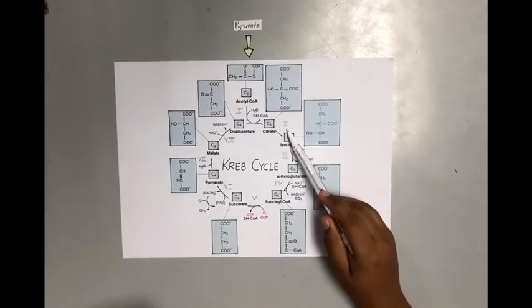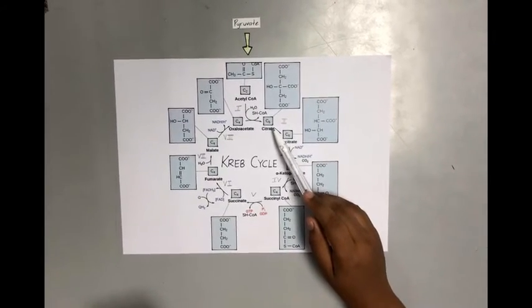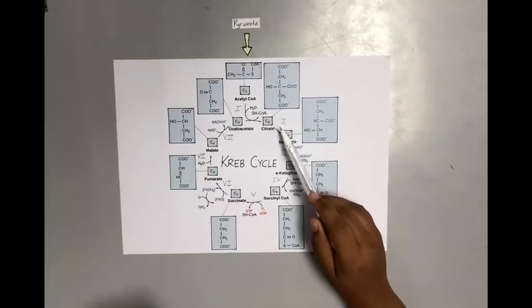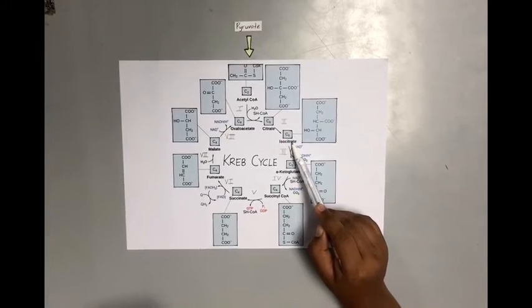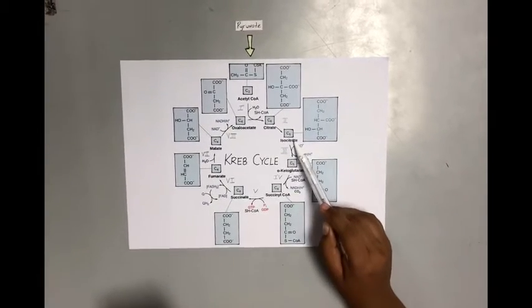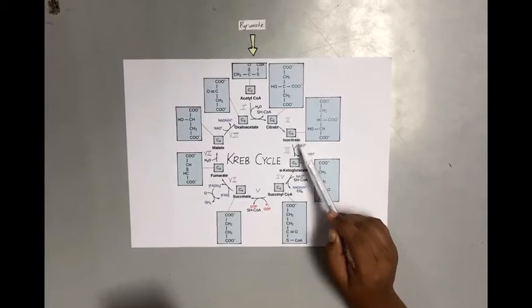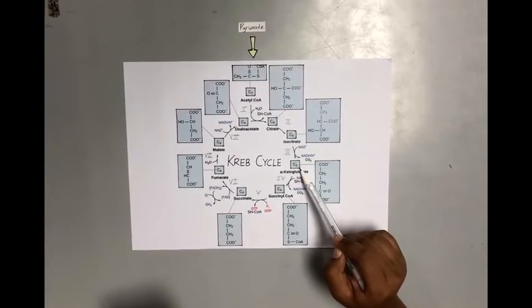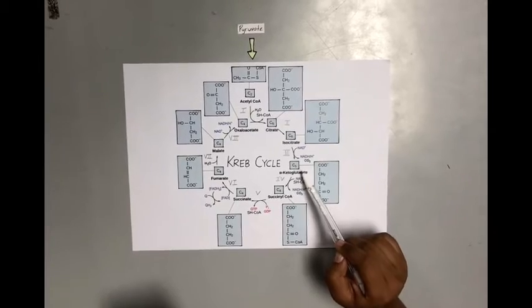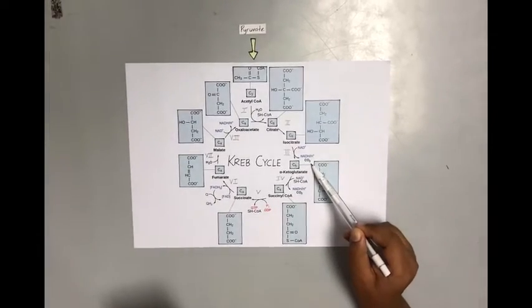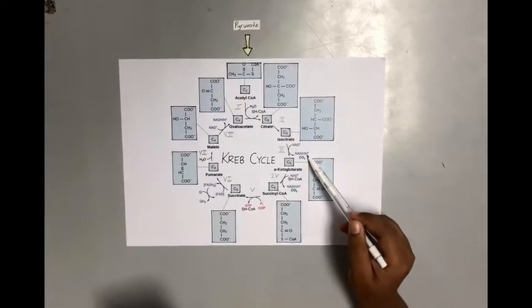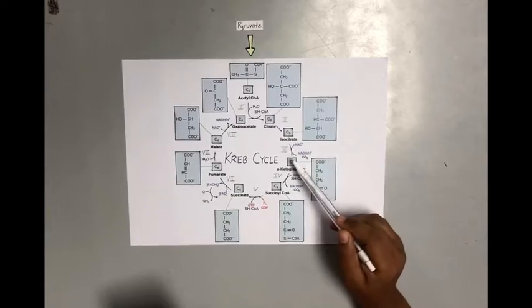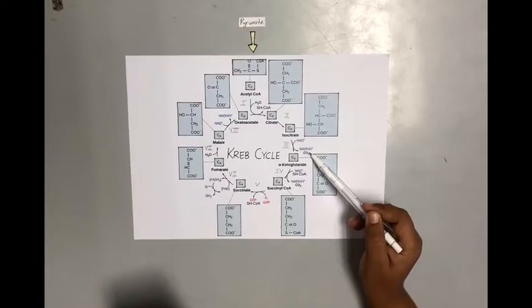In the second step, the citrate loses one water molecule and gains another as citrate is converted into its isomer, isocitrate. In step 3, isocitrate is oxidized, producing a 5-carbon molecule called alpha-ketoglutarate together with a molecule of carbon dioxide and 2 electrons, which reduce NAD positive to NADH. This step is also regulated by a negative feedback from ATP and NADH and by a positive effect of ADP.